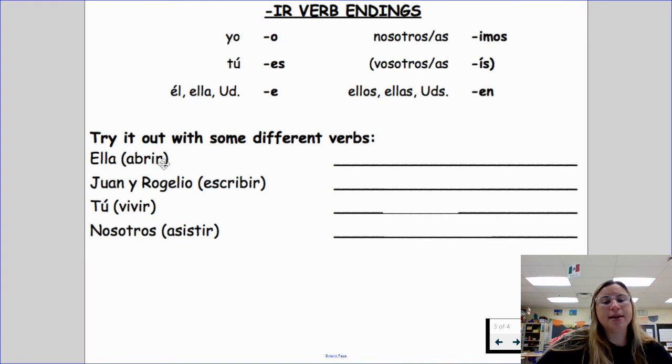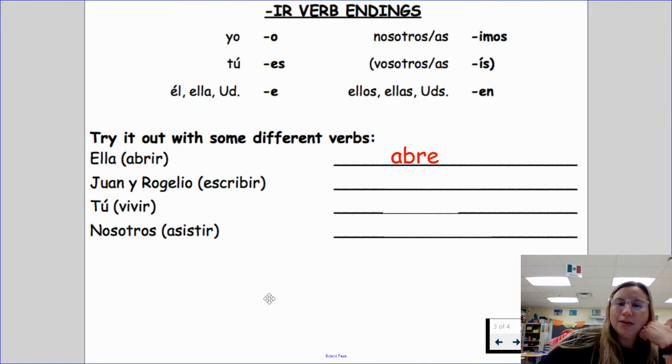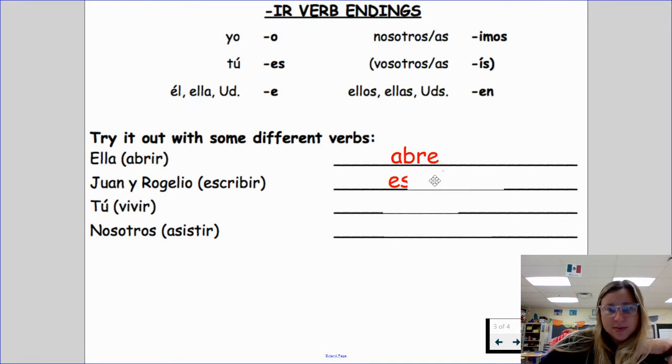Ella plus abrir. Abrir means to open. So I chop off the IR, so I have abr. And then what ending goes with ella? Ella abre. Continuamos. Juan y Rogelio escribir. Chop off the IR, escrib. And then what ending do I put for Juan y Rogelio? 2 people. I'm not one of them, so it must be they. Escriben.